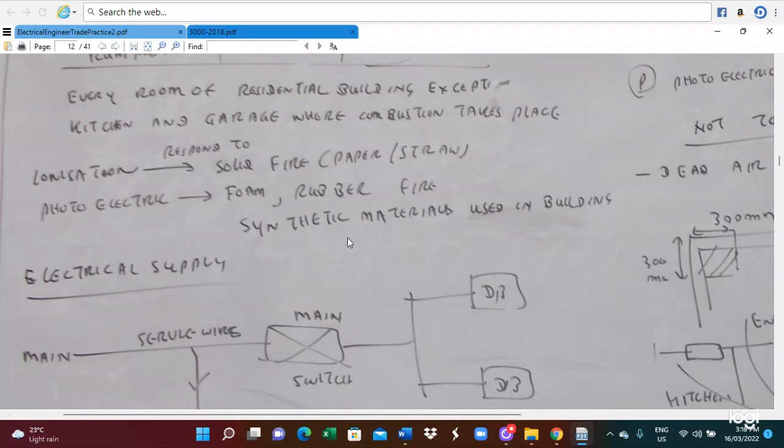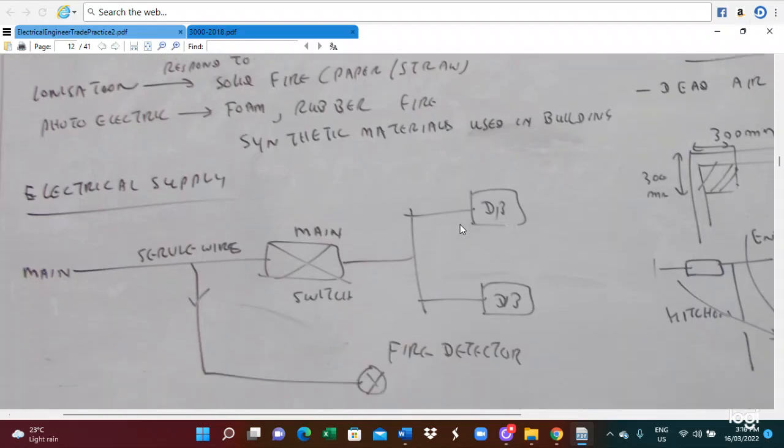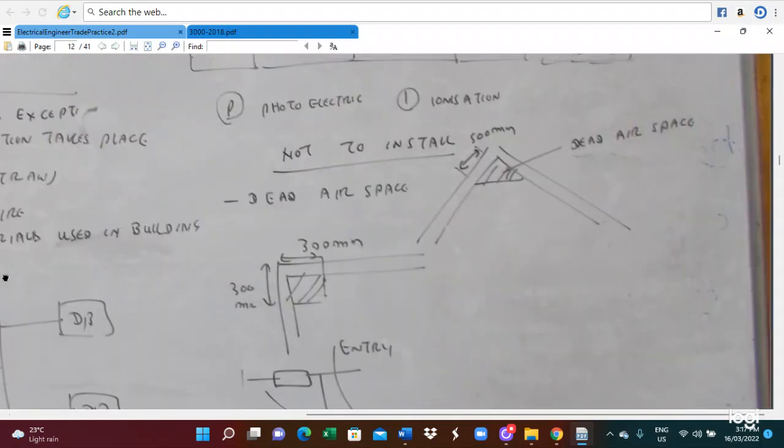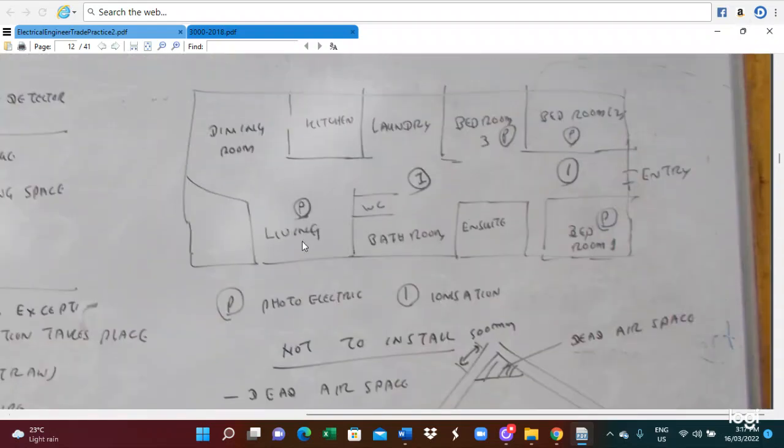In this case, synthetic materials are used for the building. So here is the electrical supply for the smoke detector system. Mains include the service wire and main switch, and then we call the distribution box. The fire detector should be connected to the service wire. This is the location of the smoke detector. The ionization smoke detector has to be installed in the hallway, and the photoelectric smoke detector has to be installed on the balcony.